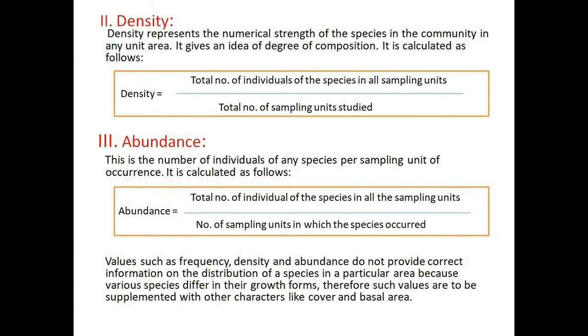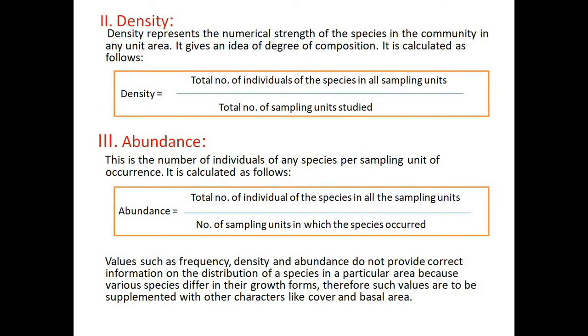And third is the abundance. In abundance, the formula is total number of individuals of the species in all the sampling units upon the number of sampling units in which the species occur. So, it means it is density upon frequency.